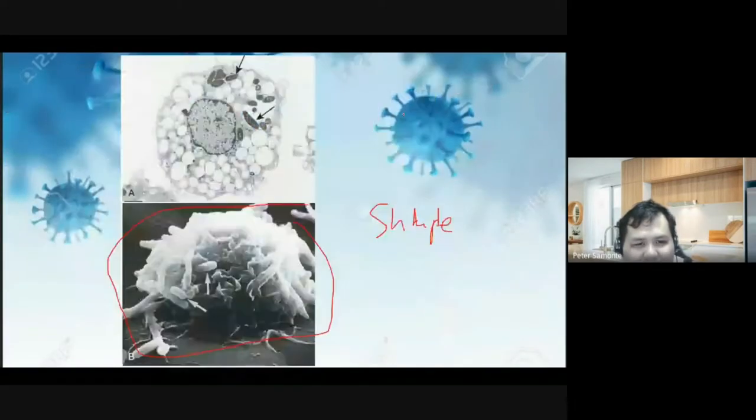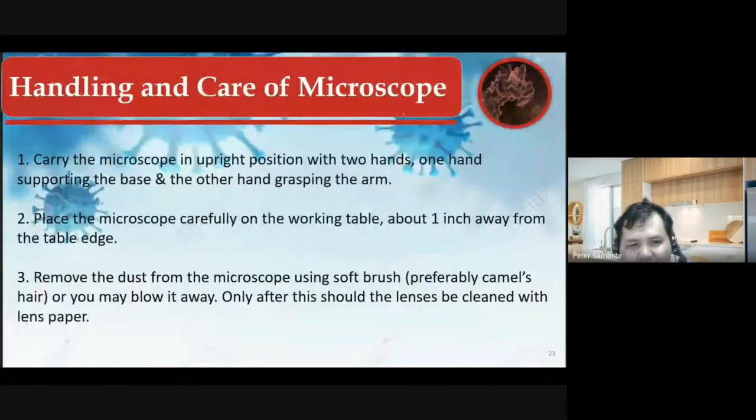And then after that, you have to move it or carry it in an upright position with two hands, one hand on the base and the other hand grasping the arm. Now, you have to place the microscope carefully on the working table about one inch away from the table edge. So, not technically 1 inch, class. If you're a big person, let's say you're very tall, you could go as high as 2 inches, depending on you. And you have to make sure that you are comfortable all the time whenever you use a microscope. Then you have to remove the dust from the microscope using a soft brush, preferably camel's hair, or you may blow it away. Only after this should the lenses be cleaned with lens paper.